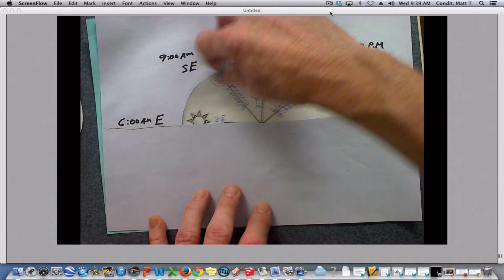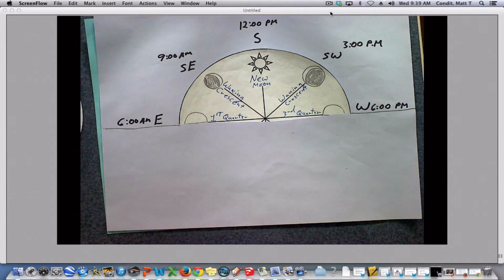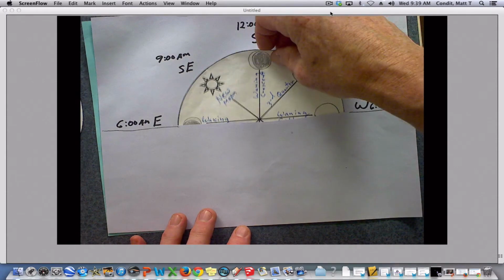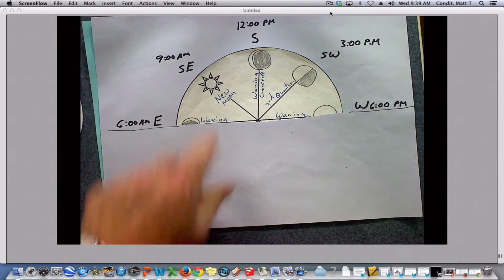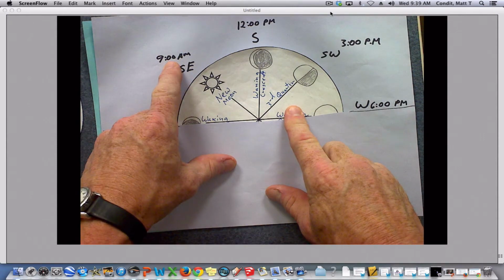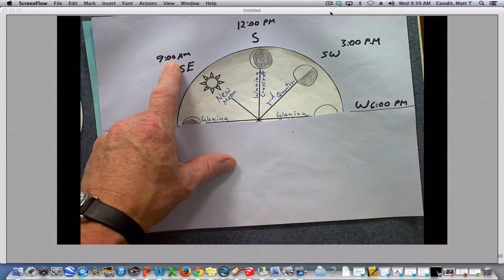Okay? Now, the reverse way of asking that is to say you see a certain moon in a certain place. What time is it? Well, let's say I saw a waning crescent directly south. I put my waning crescent directly south. If the question is, well, what time is it? All I've got to do is go to my sun and look at the time. It's 9 a.m. in the morning. Okay? Sometimes the times can get a little tricky.